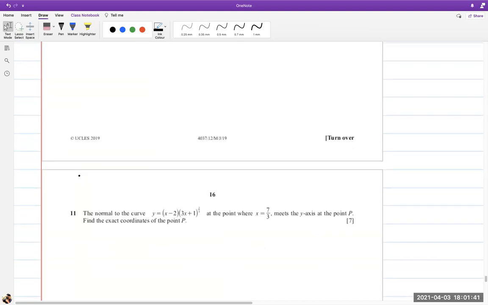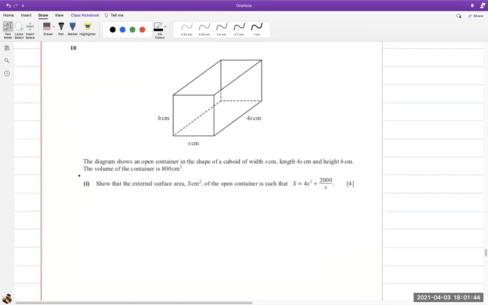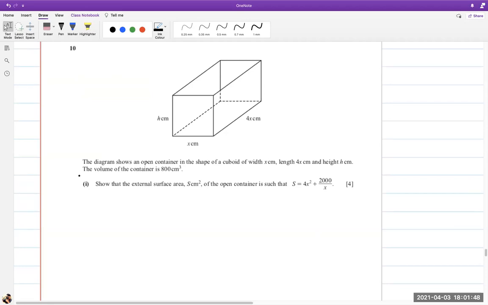How many questions do we have? Okay, 2 questions. All right. Show that the external surface area of the container is such that this. Now, this container is open, which means there is the lower portion but no upper portion. So the lower portion is 4x, the side portion is 4h, sorry, hx, and this one is 4xh.